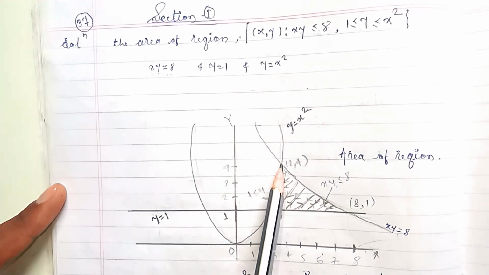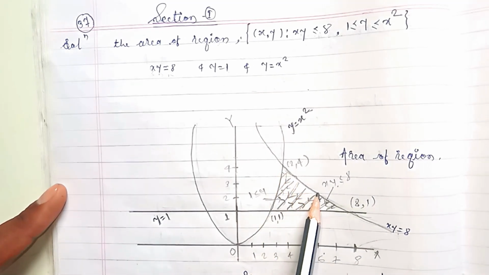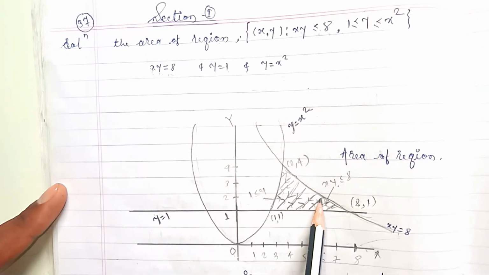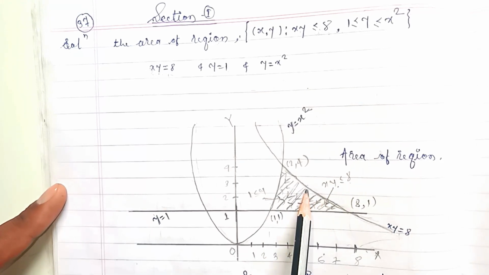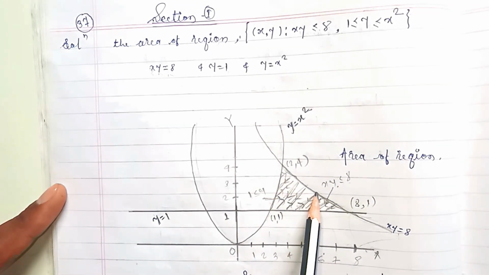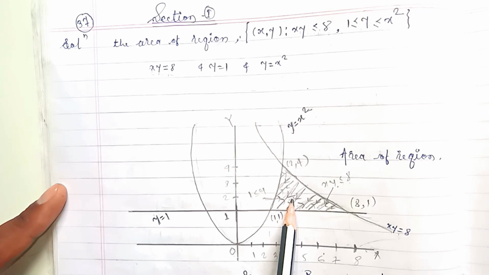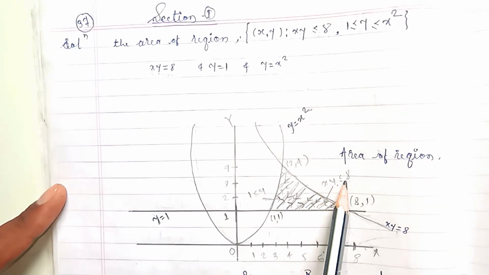So the curve gives the feasible region downside here. It is downside because xy is smaller than 8, that's why the bounded region goes downside of that curve. So I got the first bounded region by using xy lesser equal to 8.